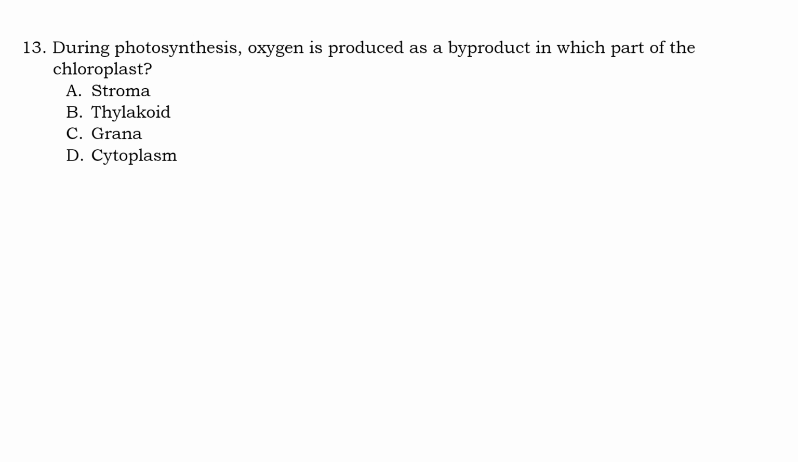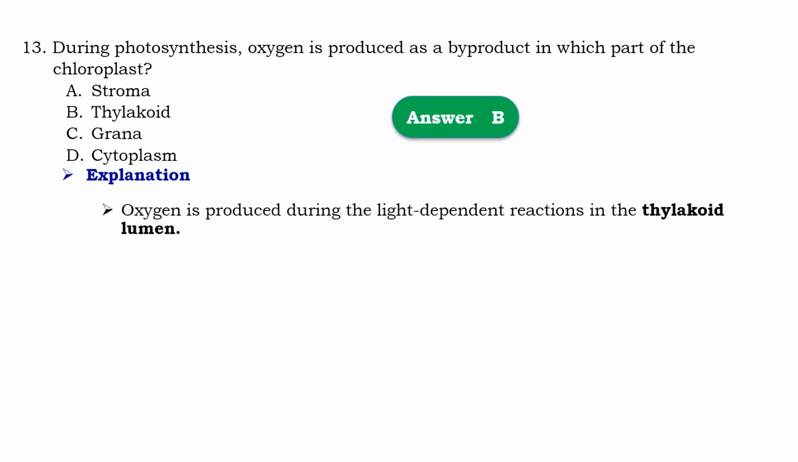During photosynthesis oxygen is produced as a byproduct. In which part of the chloroplast is oxygen produced? So that should be B, thylakoid. Means that oxygen is produced during the light dependent reaction in the thylakoid lumen.